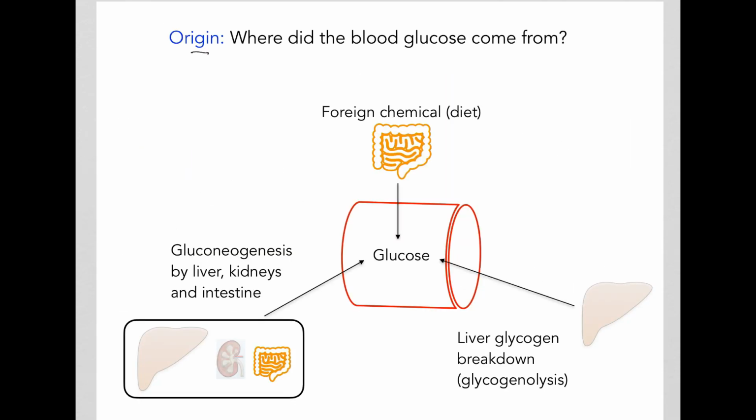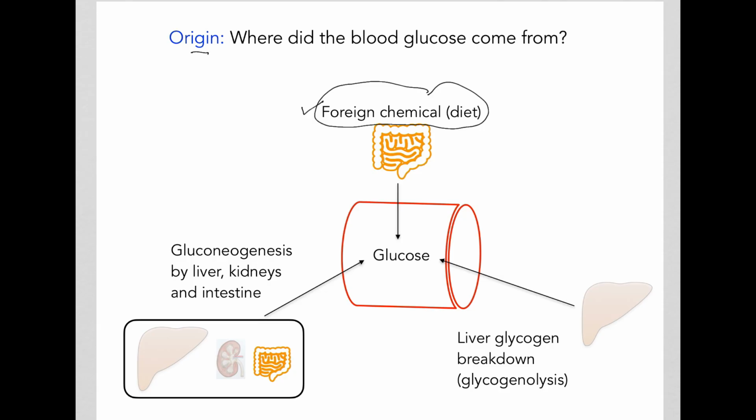So origin, where did the blood glucose come from? It could come from your diet. So in that case, like a drug, it is a foreign chemical. Or it could come from within your body. So the origin could be right within your body.